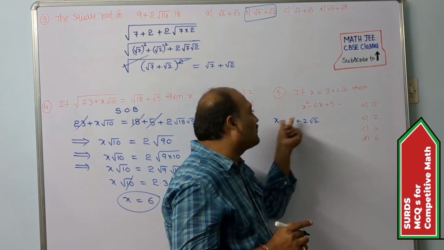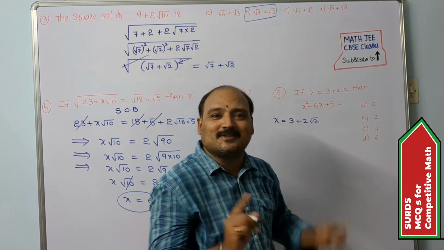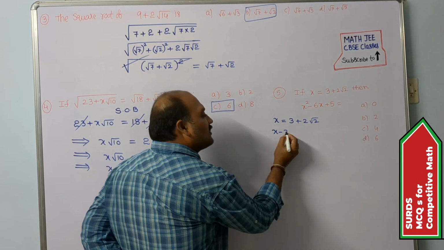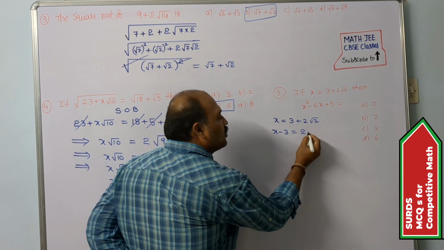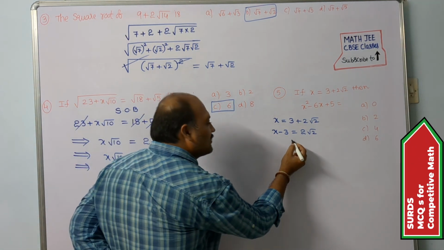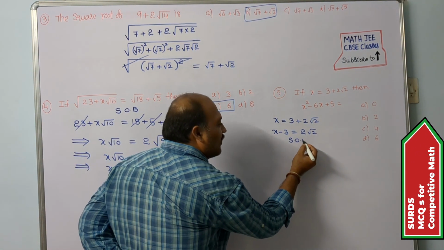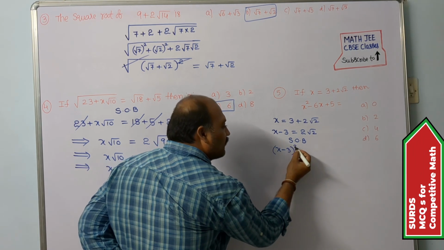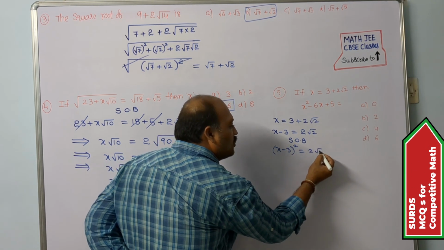Don't substitute the x value directly in this, dear students. So 3, bring this side. x minus 3 is equal to 2 root 2. Now do the squaring on both sides. (x minus 3) whole square is equal to (2 root 2) whole square.